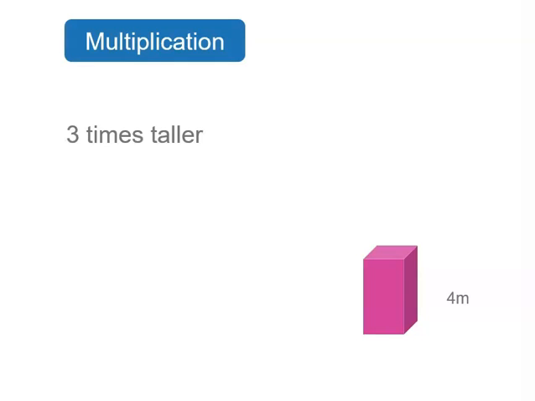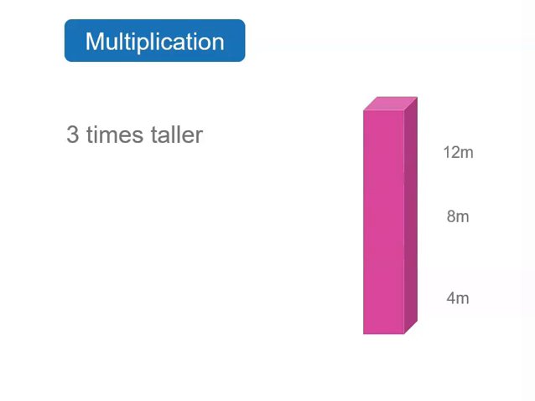Here's another case where multiplication would be used. We have a building that's 4 meters tall. What about a building that's 3 times taller? Well, it's like 3 4-meter buildings stacked on top of each other. So our number problem would be 3 multiplied by 4, which equals 12. Now our answer would actually be 12 meters.